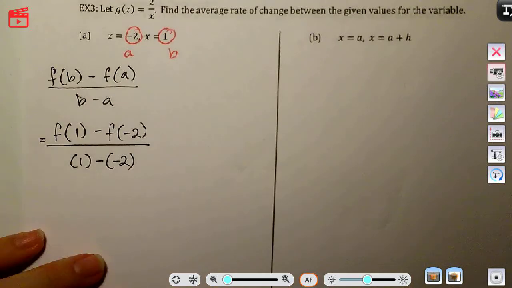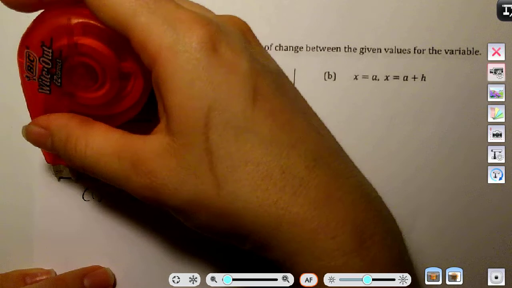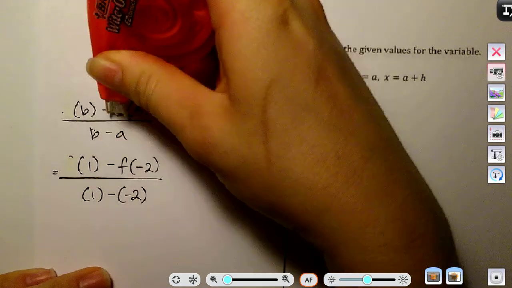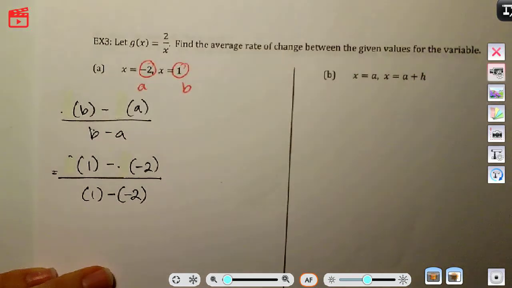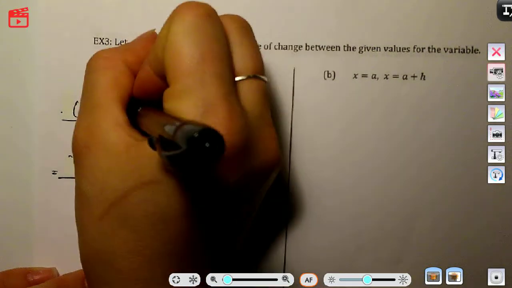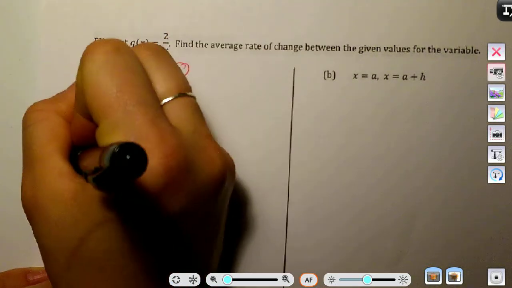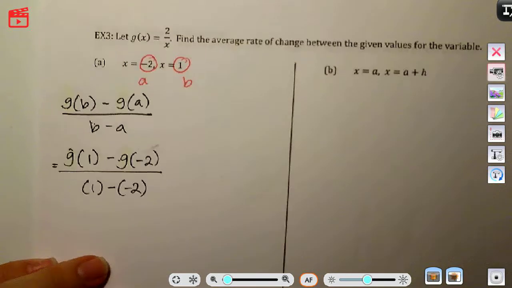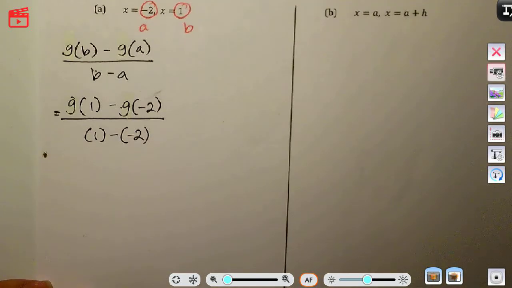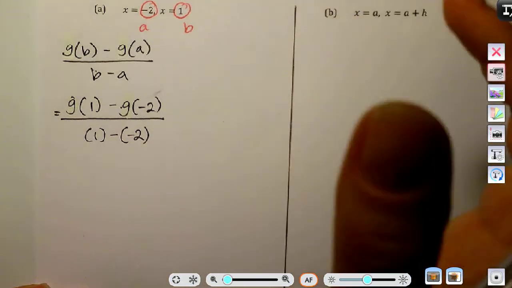Ooh, and notice I was using f. Naughty, naughty. That is supposed to be a g. I didn't read my directions correctly. That would have been a few points deducted. Okay. The bug needs to get part of the action. Okay.